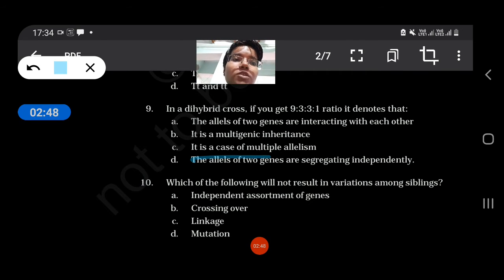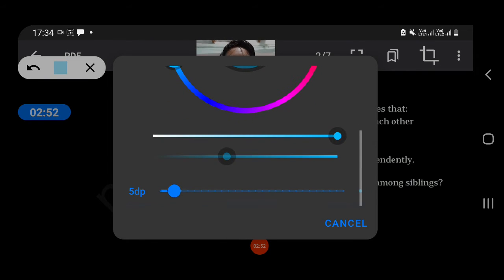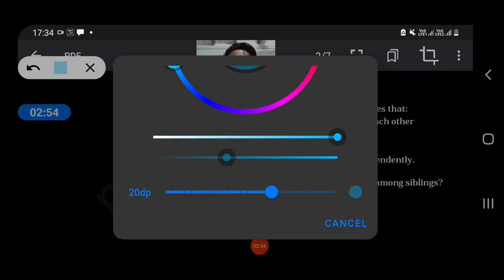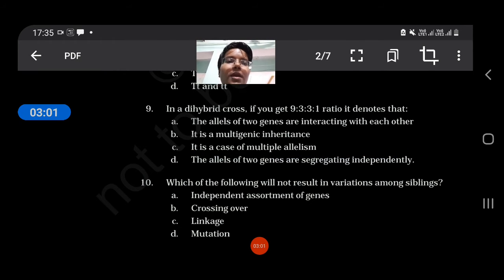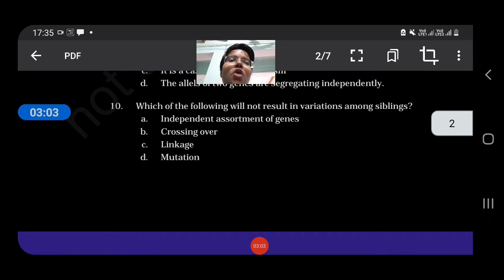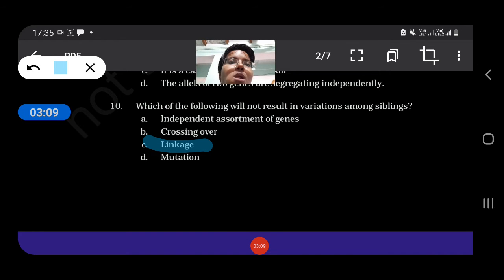In a dihybrid cross, if you get a 9:3:3:1 ratio, it denotes that the alleles of the two genes are segregating independently. Okay. Which of the following will not result in variation among siblings? So linkage will not result in variations.